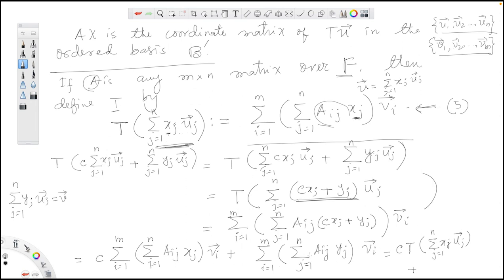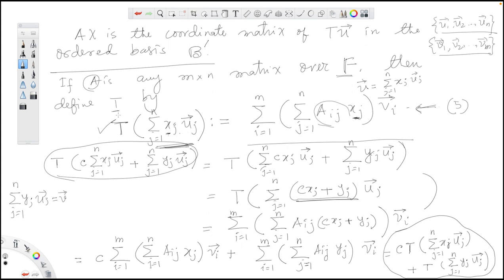So now we had this right hand side, which means that T was initially acted on sum over all yj uj vector. Okay, so this expression is equal to this expression, meaning that T is indeed a linear transformation when I define it this way. Okay, good. This is what I wanted to verify.